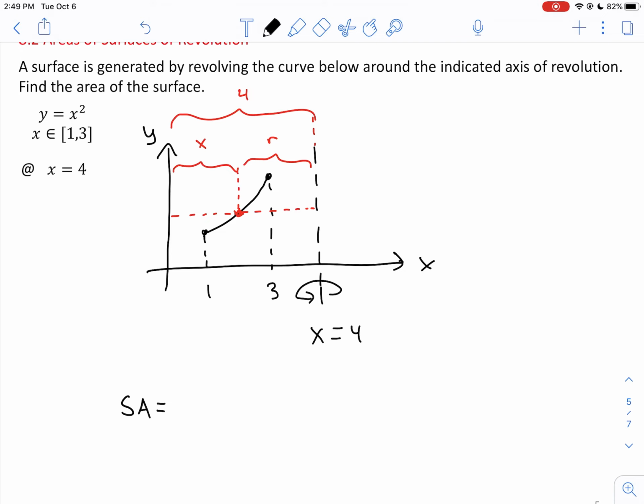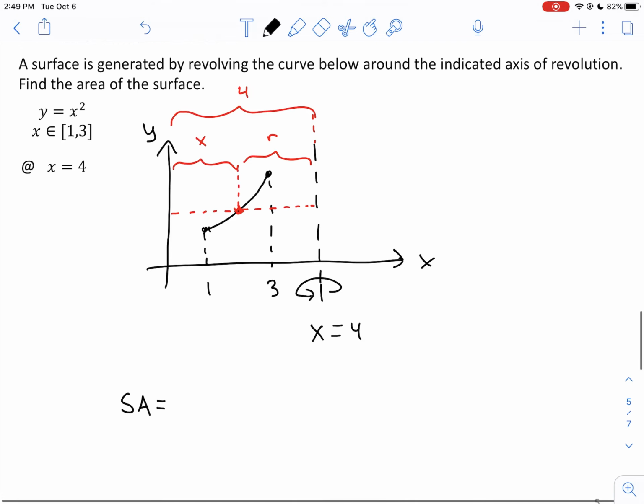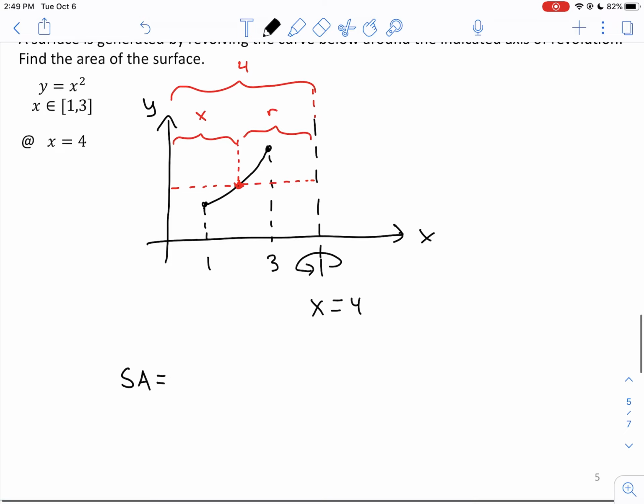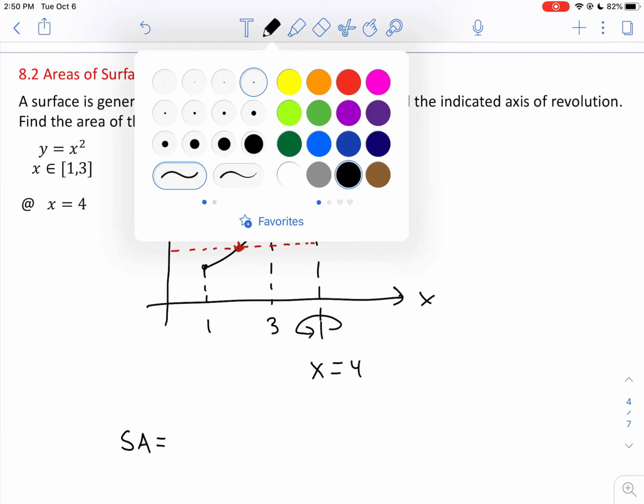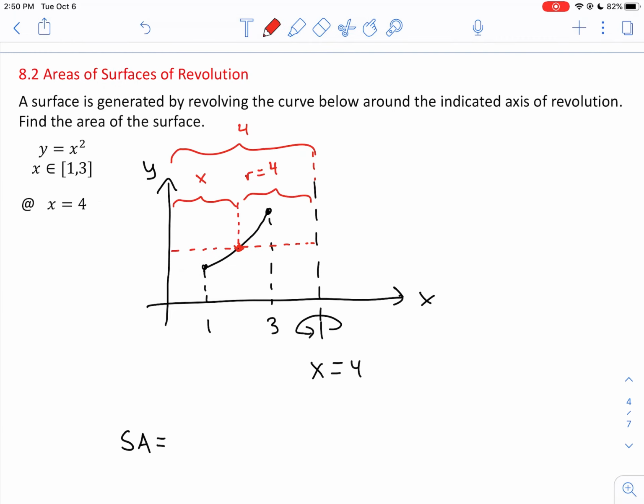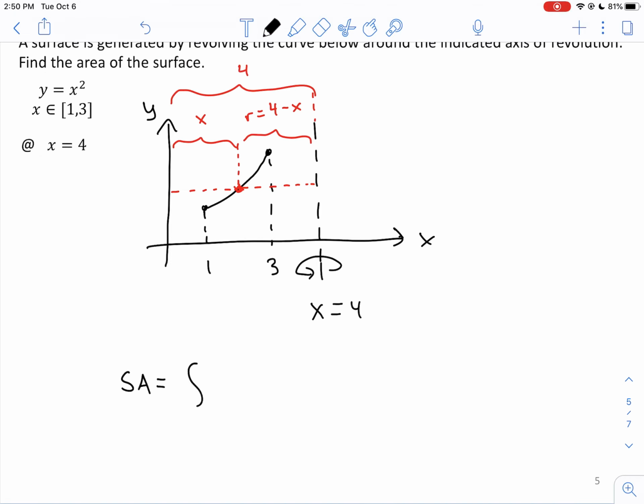But here, we're slicing it by x. So all the little snippets of this curve are broken up by a partition of the x-coordinates. So everything's going to be in terms of x, meaning that the r is equal to the greater distance 4 minus the lesser distance x. In other words, you can think right minus left. The right x-coordinate is 4 and the left x-coordinate is the x, that's changing from 1 to 3. So 4 minus x will be the correct r. And our integral will look very similar to the others.